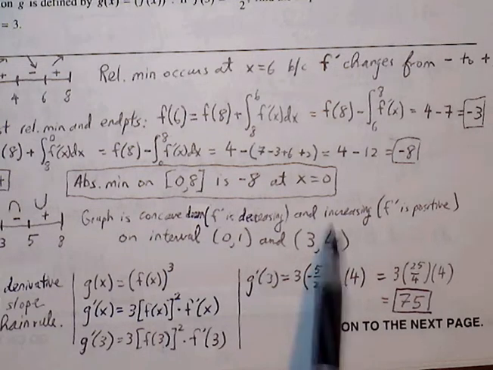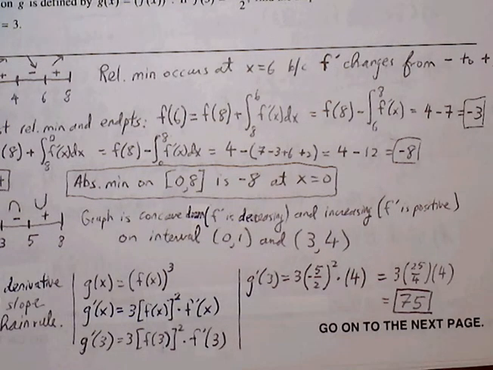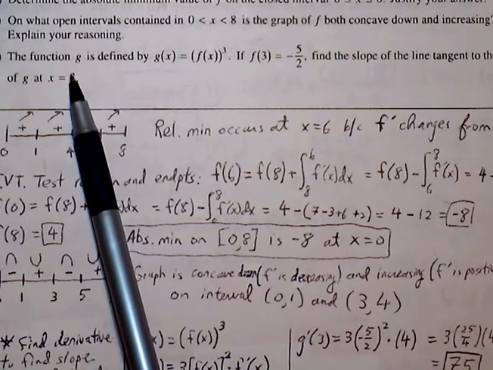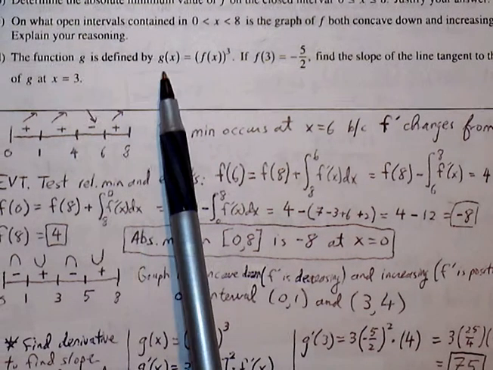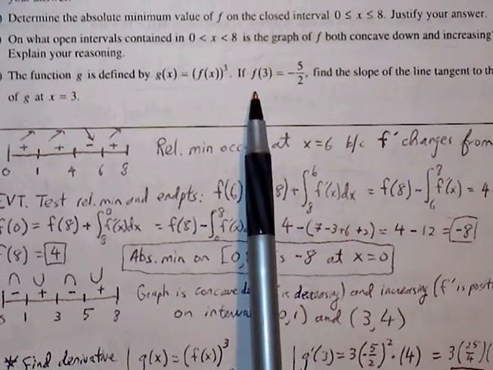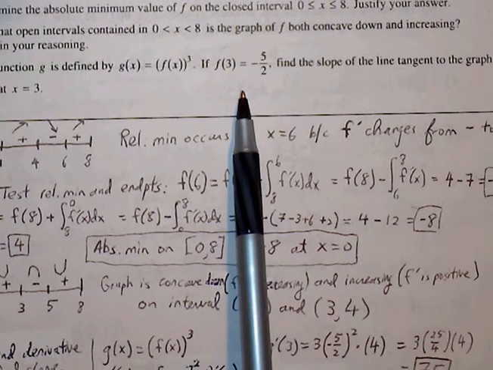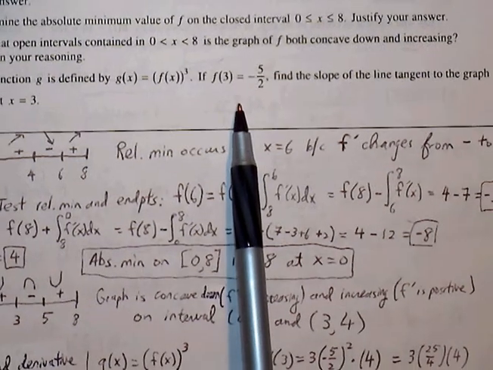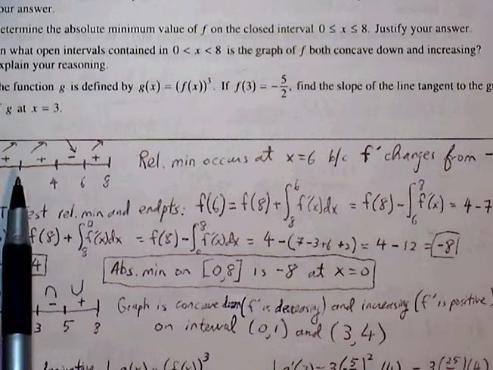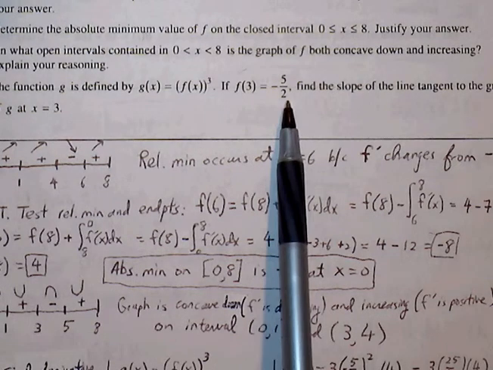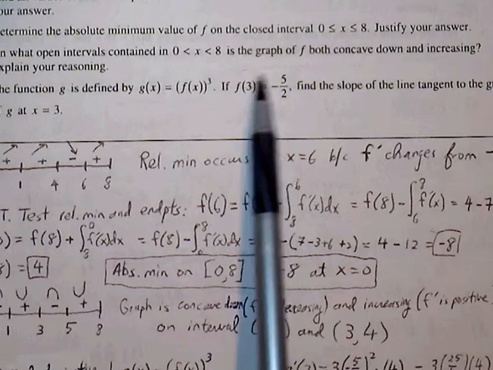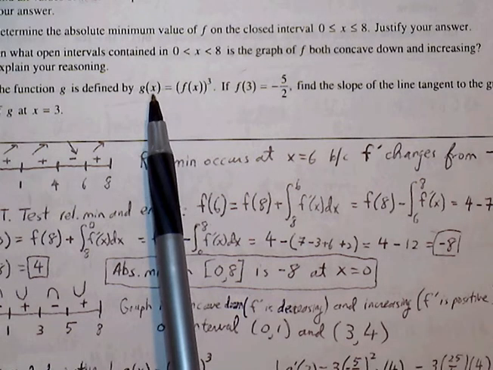Okay, part D. The function g is defined by g of x is equal to f of x quantity cubed. If f of 3 is equal to negative 5 halves, find the slope of the line tangent to the graph at x equals 3. So we know the ordered pair, okay? And if we want to find the slope, we can find g prime of x and plug in and find g prime of 3. So first I need to find g prime of x.